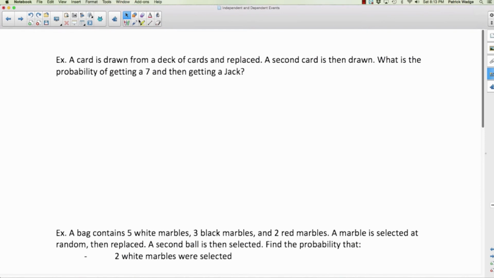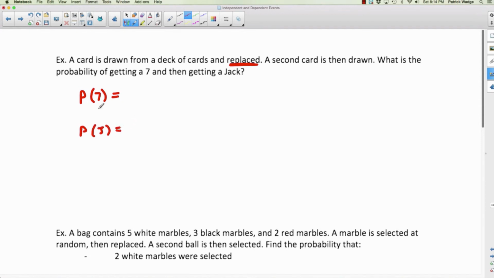First question. A card is drawn from a deck of cards and replaced. That's good, that means it's going to be independent. And then a second card is drawn from the same deck. What's the probability of getting a 7 and then getting a jack? First of all, we have to figure out the probability of just getting a 7. Just worry about that for now. And then we're going to worry about the probability of getting a jack.